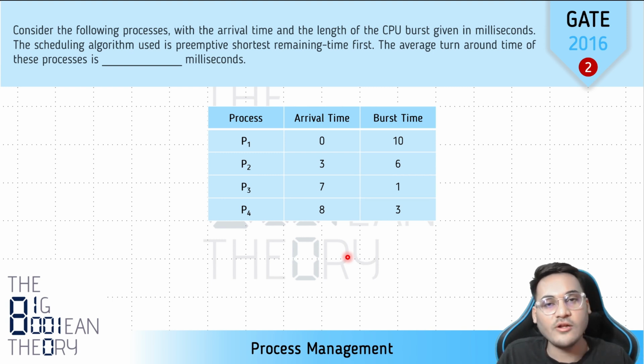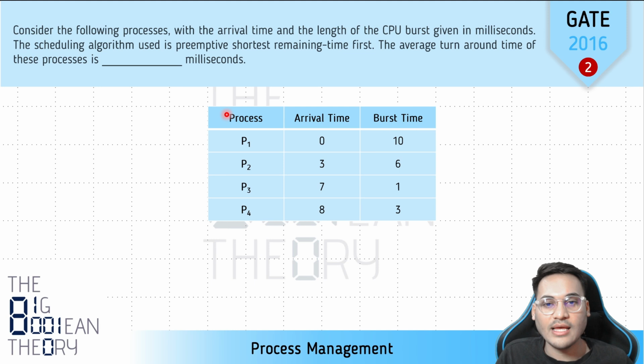This video is part of a lecture series on operating systems, and in this video we are going to solve another GATE question. This GATE question was asked in the year 2016 for 2 marks, and it is related to CPU scheduling. So let us read this question. The question goes like this: consider the following processes with the arrival time and the length of the CPU burst given in milliseconds.